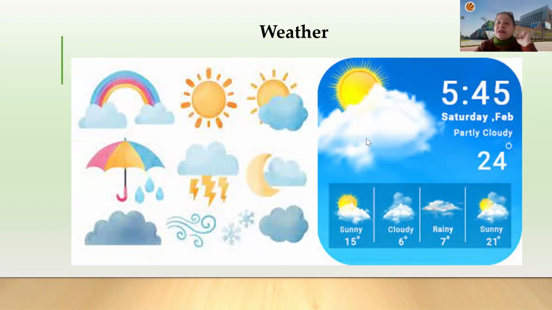When we see the weather report through an app or in the news or through media, you can see that this type of report is visible: today is a sunny day with 15-degree temperature, cloudy day with 6-degree temperature, rainy day with 7-degree, and so on.